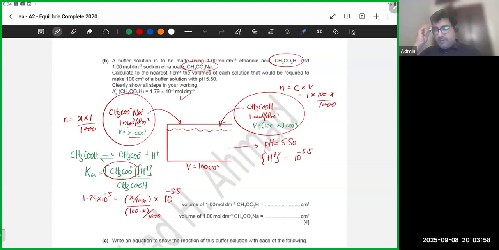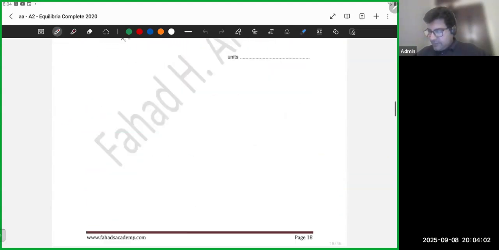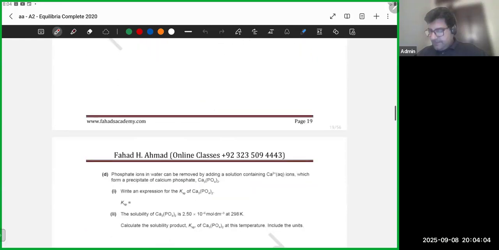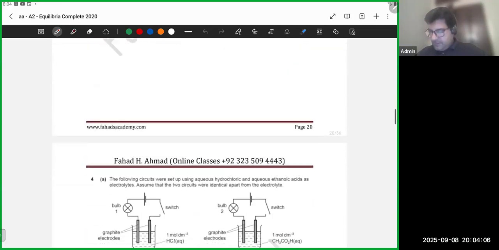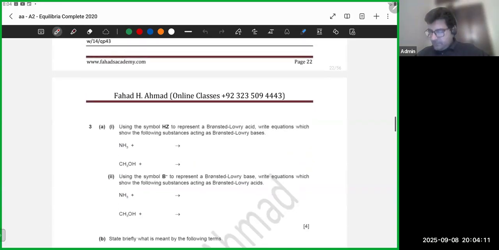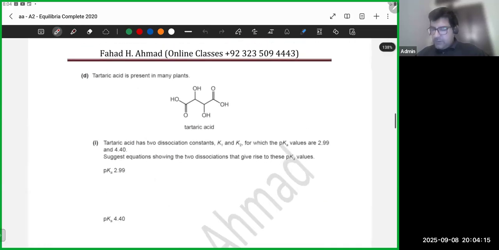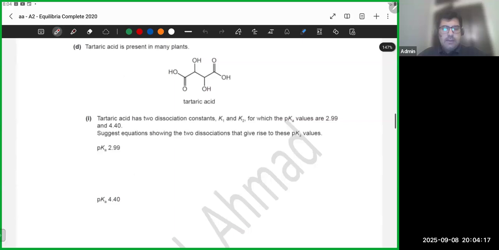So we were doing buffer solutions, right? I'm just going to try and open a few more questions related to buffer solutions. Case B. So let's try and solve this one. Okay, what do you think?